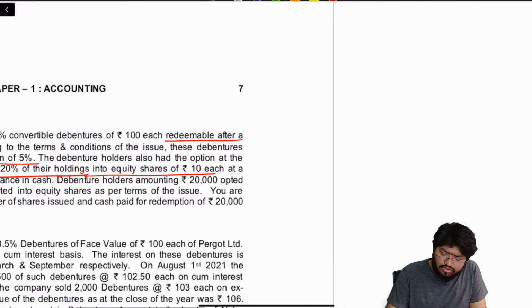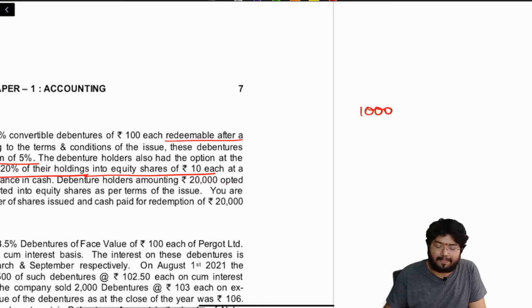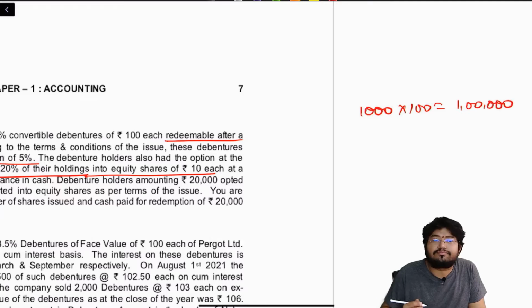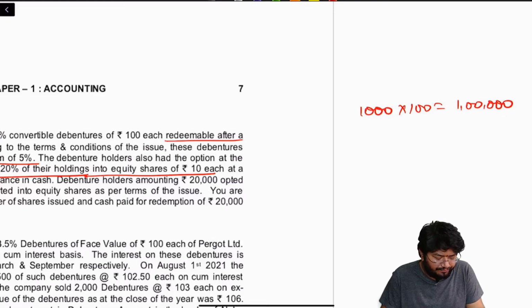So, first of all, I have 1000 debentures into 100. That means the value is actually 1 lakh. 1 lakh is the liability in my books. Do you agree? Yes, sir.